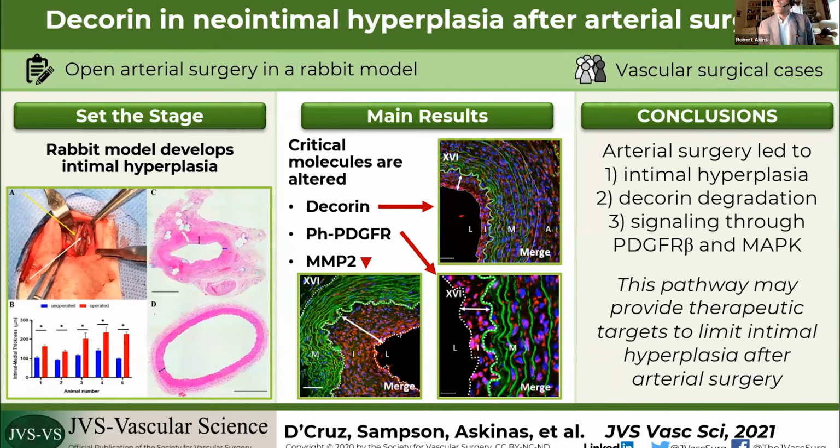What we're really interested in is whether or not a pathway, which is described actually by Dr. Martin and alluded to by some of the other speakers, involving Decorin and platelet-derived growth factor receptor signaling in MMP2 was associated with intimal hyperplasia in this animal model. And really what we're starting to do now is intervene in this pathway using the model.